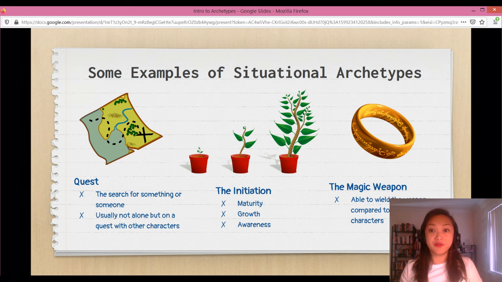And as part of a quest, sometimes the hero has a magic weapon. So with the example with Frodo, the ring to rule them all. So being able to wield the weapon compared to other characters. If you think of Thor, what is his magic weapon?